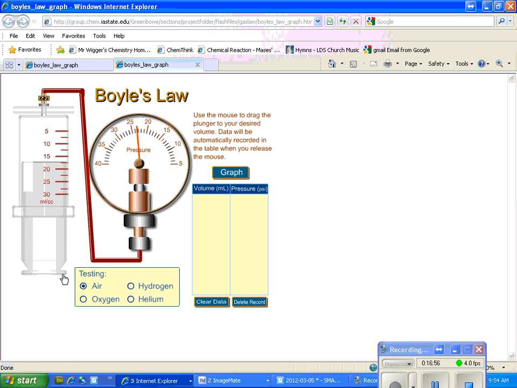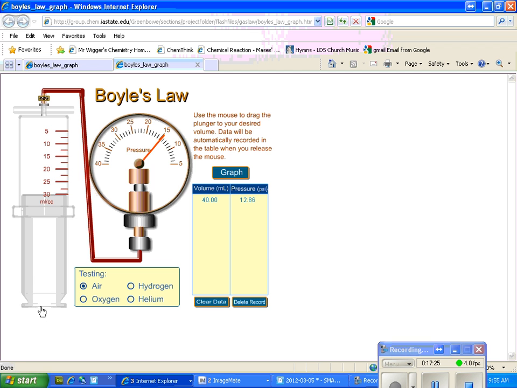So let's check this out. Here's my starting point. This is considered to be normal pressure at 1 atmosphere, or at sea level. Okay, so here we go. I let go of that, and it recorded. I guess I wasn't all the way out. Anyway, at this particular volume, at 40 mL, I had a total pressure of 12.86.